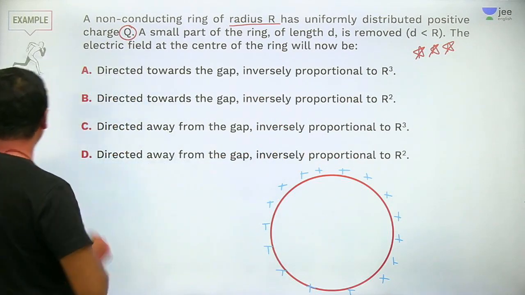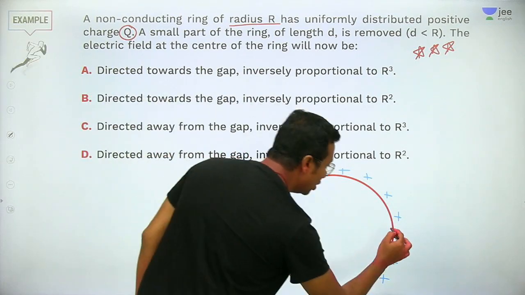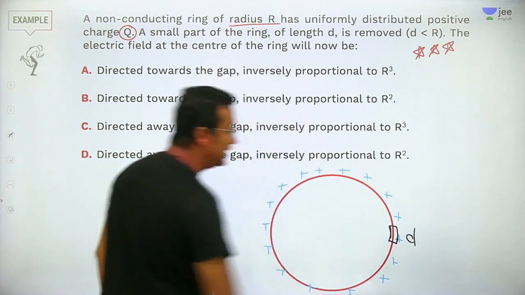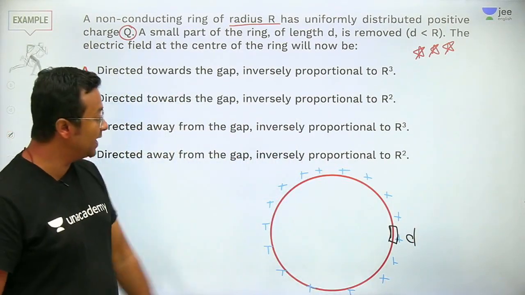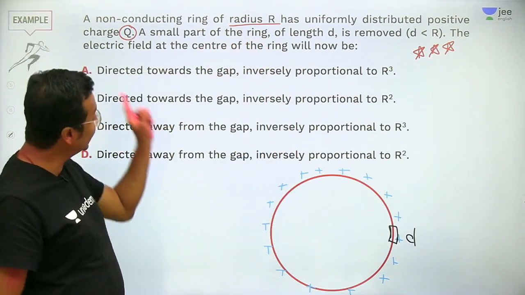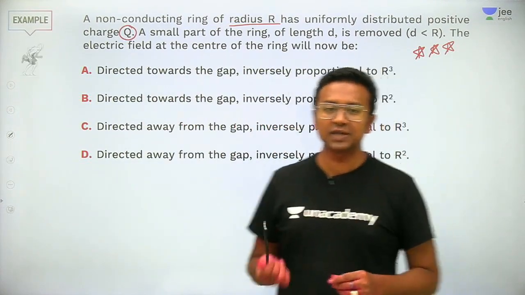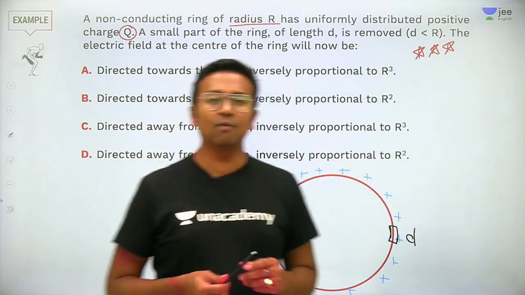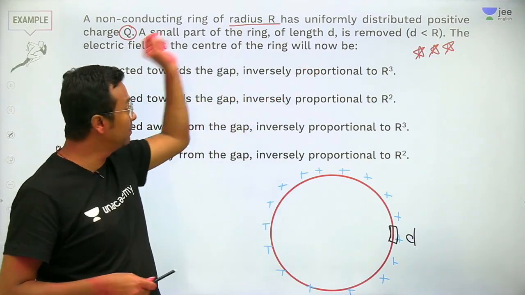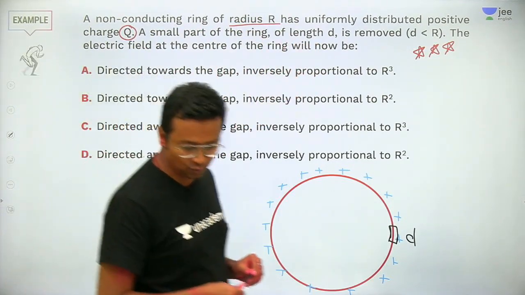What you do right now is you take away a small portion of the ring. Now this portion has a length d. This portion has a length d and you actually take it away. Then there are the options. In which direction will the electric field be now? Second thing, how will the electric field be proportional to r? Whether it will be inversely proportional to r cube or whether it will be inversely proportional to r square.